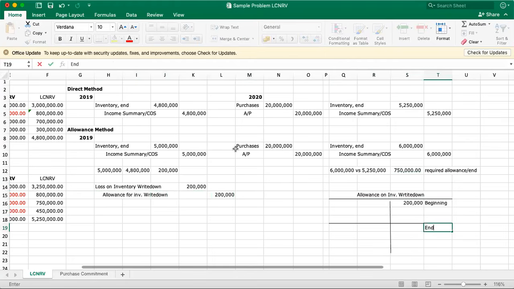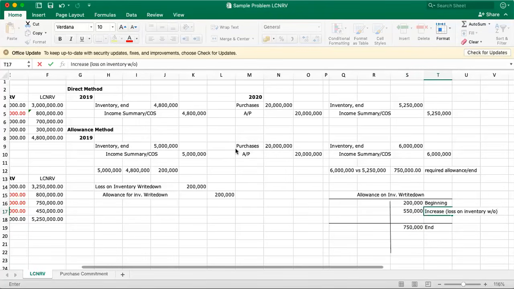So this is the ending balance, that is 750,000. Therefore, to get the balance, dapat magdugang ta diri. Pila man ato idugang? That's 550,000. Tama ba? 550,000. Mao ni ang increase. Diba? Based on the T account, increase or additional loss on inventory write-down.